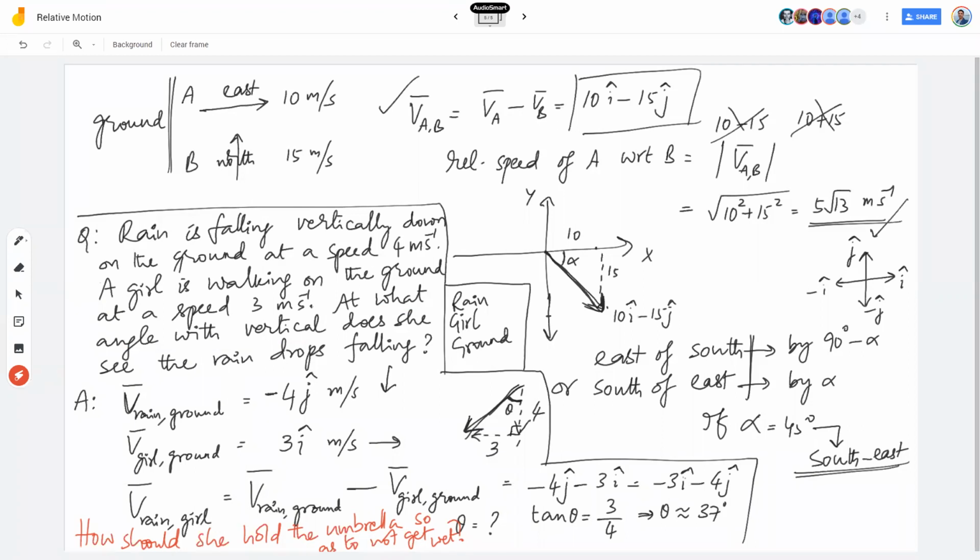Sir, but it is rain with respect to the girl, then shouldn't it be velocity of girl with respect to ground minus velocity of rain? No. Velocity of rain with respect to girl is velocity of rain minus velocity of girl. We already saw that. Velocity of A with respect to B is velocity of A minus velocity of B. That's only for displacement vector, it looks opposite. AB bar equals OB bar minus OA bar. Only for that, nothing else.